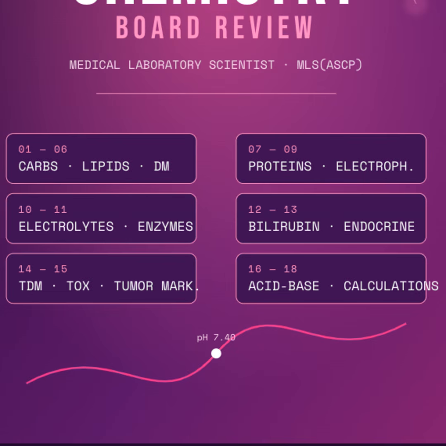Before we wrap up carbohydrates, we have to talk about pre-analytical specimen handling because it is the most common way a lab tech ruins a glucose result.